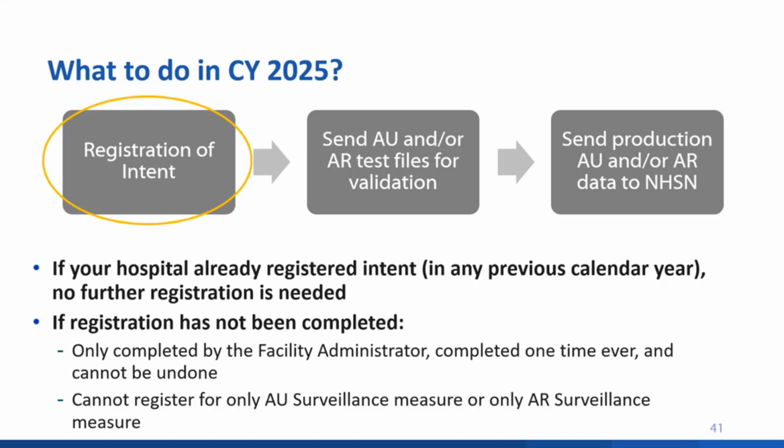First, complete the registration of intent. If your hospital already registered intent in any previous calendar year, no further registration is needed. If registration is not already completed, this process can only be completed by the NHSN facility administrator and only completed one time ever and cannot be undone. Please note that there is no way to register for only AU or only AR. As of January 2025, this single registration allows your hospital to register intent for both the AU surveillance and/or AR surveillance measures.